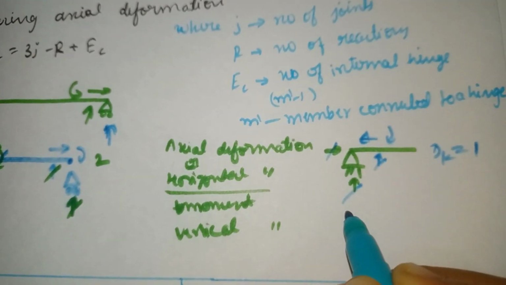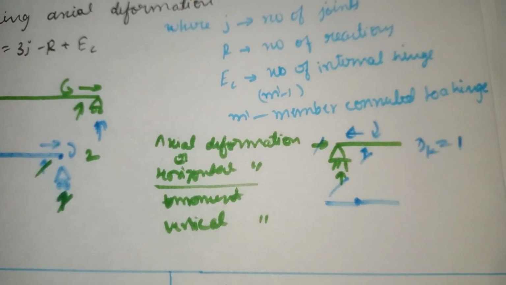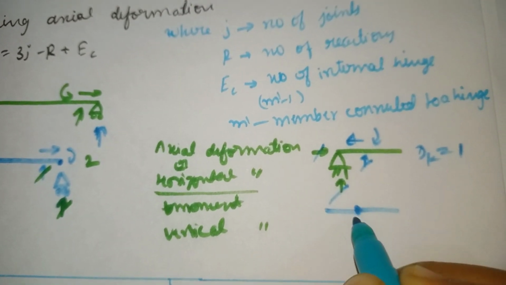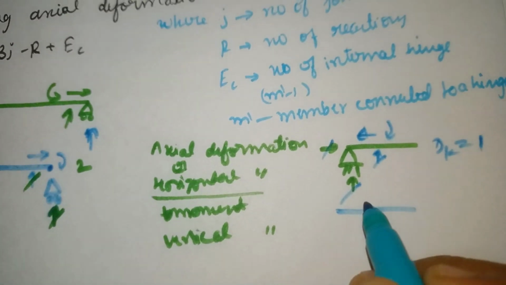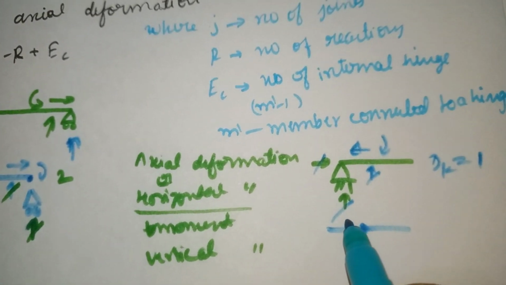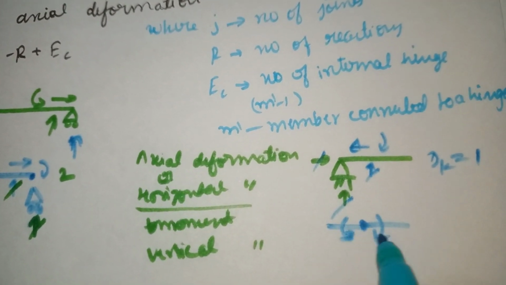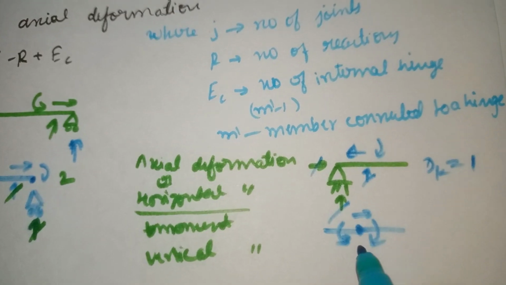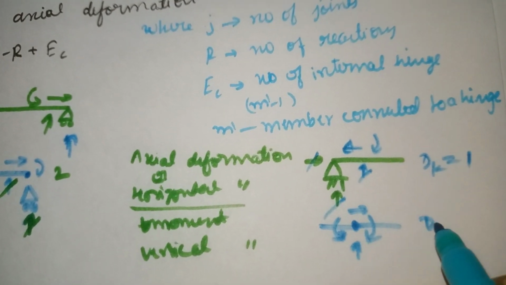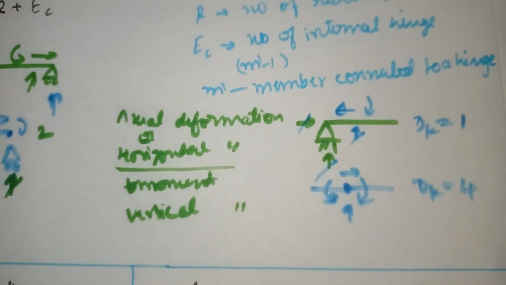There is one more, that is the internal hinge. So if you take any internal hinge, the possible deformation will be 4. The rotation takes place here also, rotation comes in both directions, one horizontal deformation and vertical deformation. So the DK at internal hinge is 4.